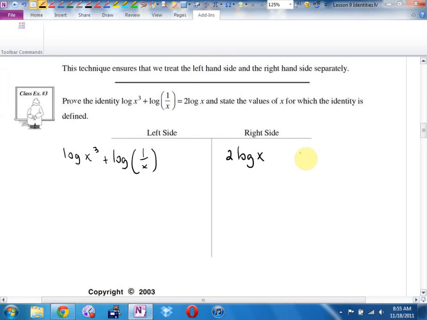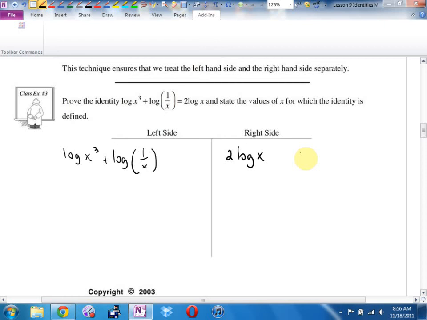Whenever I'm doing an identity, my rule of thumb is very simple. I start with the uglier side. Which side looks yuckier? Left side. I'm going to start with that. It's always easier to take something yucky in math and tidy it up than to take something tidy and somehow break it down and make it yuckier.